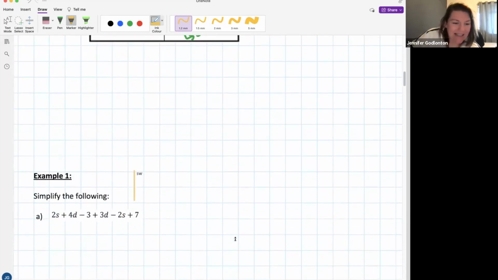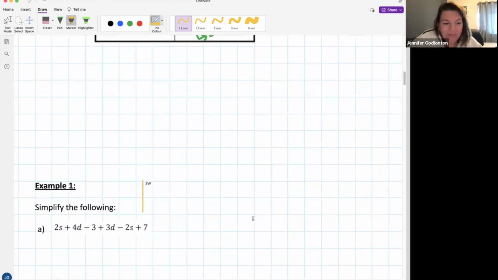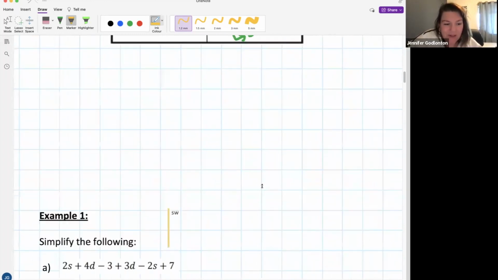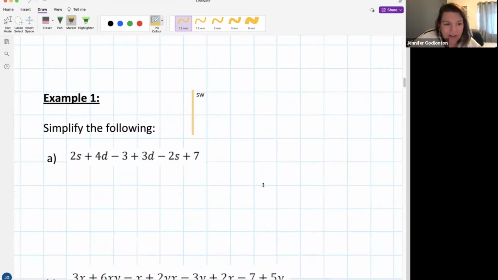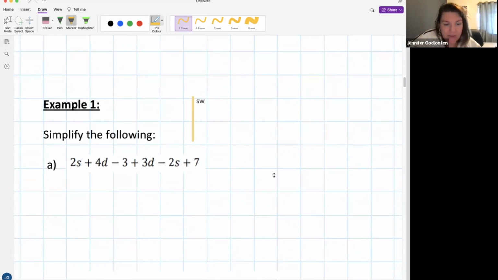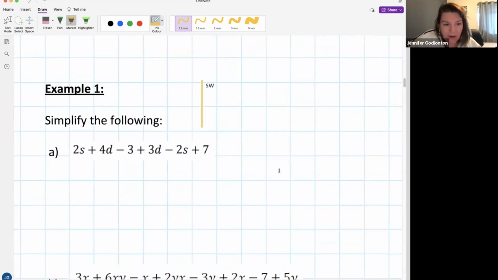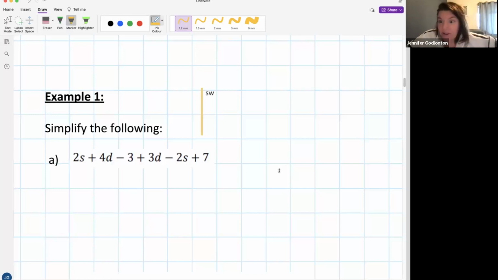Okay, let's get going. I'm going to zoom in so that we've got lots of space to play with these questions. Simplify the following. When we are talking about simplify in maths, it just means work it out. So basically, when we see this, it's just saying add the like terms.